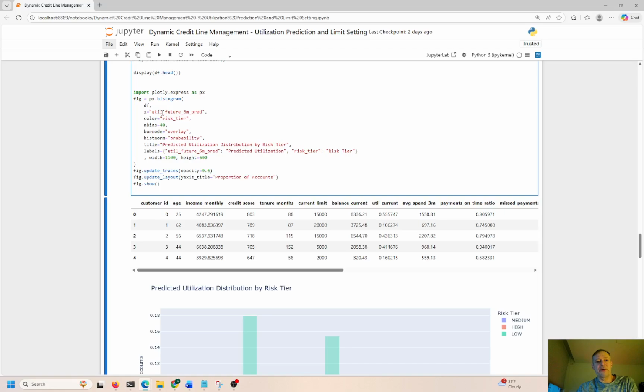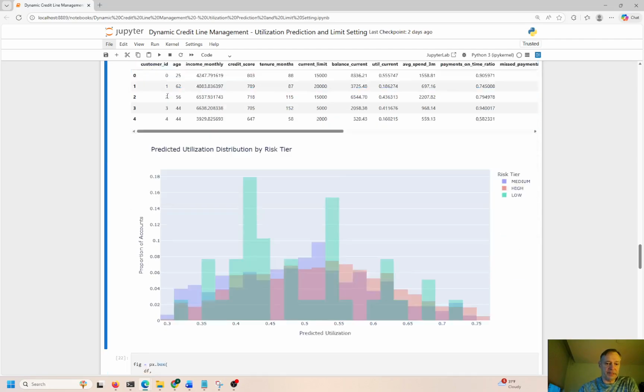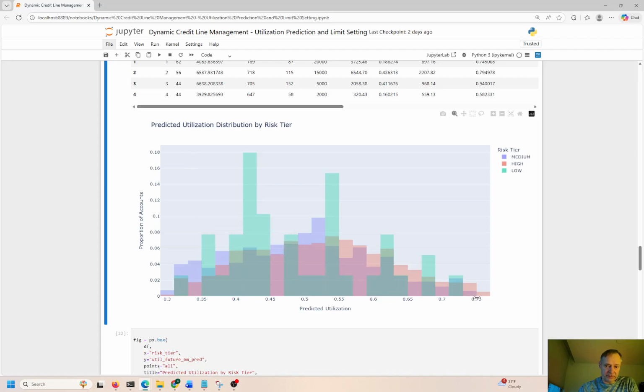So you have X equals utilization future 6-month predicted on the X-axis, and then the color is going to be the risk tier, so high, medium, low. And we are looking at different bins and binning people according to how they roll up into these different bins. We're going to have 40 different bins and look at the distribution for each bin. So we have predicted utilization from 0.3 up to 0.75, so 75% of the credit will be utilized. In the lower cases it is 0.3%, so I would probably fall on the left end of the spectrum.